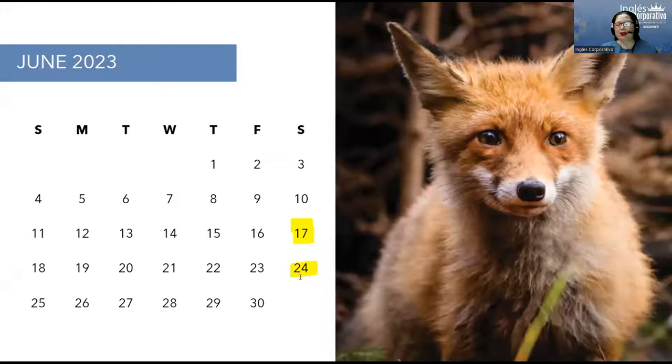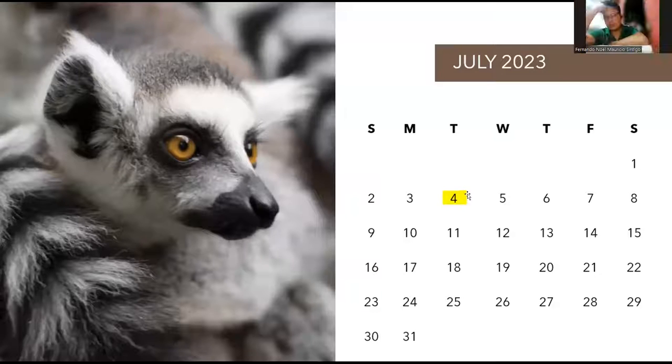Saturday, June 17th of 2023, right? What about this one? Sunday, June. This is Saturday, guys. This is Saturday. Saturday, June 24th of 2023. It's the United States Independence Day. Okay, the United States Independence Day. All right, continue.